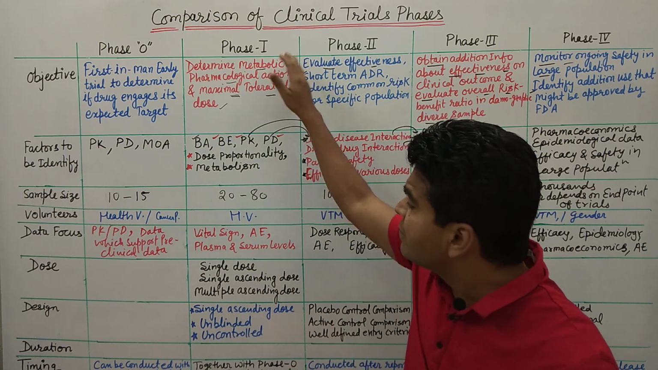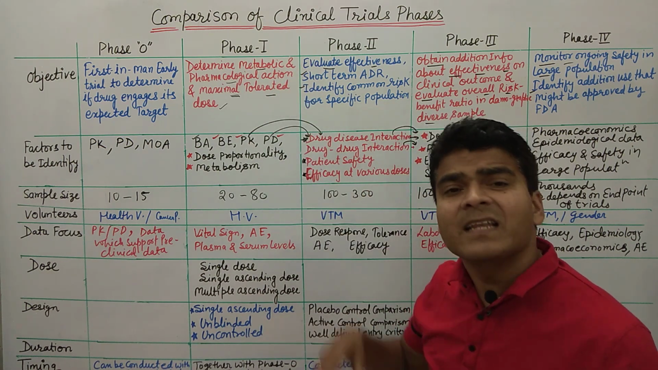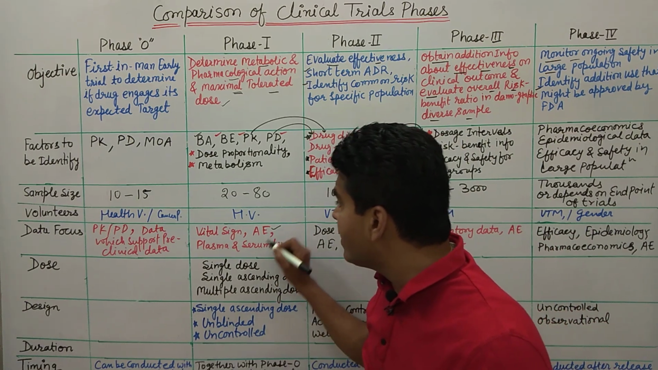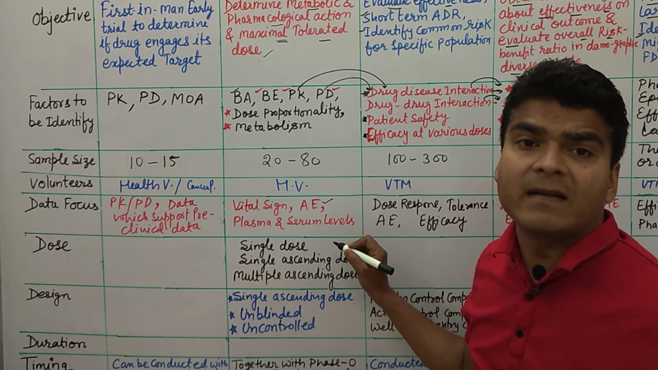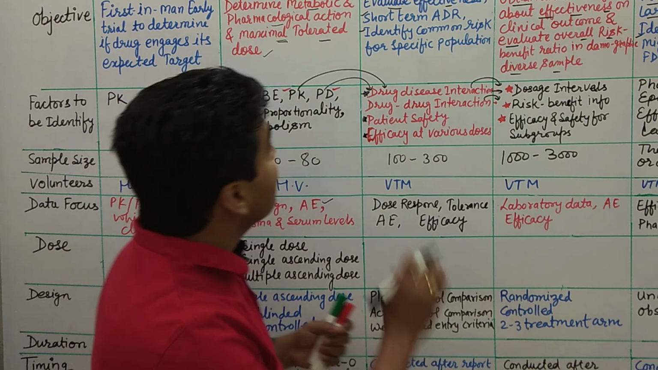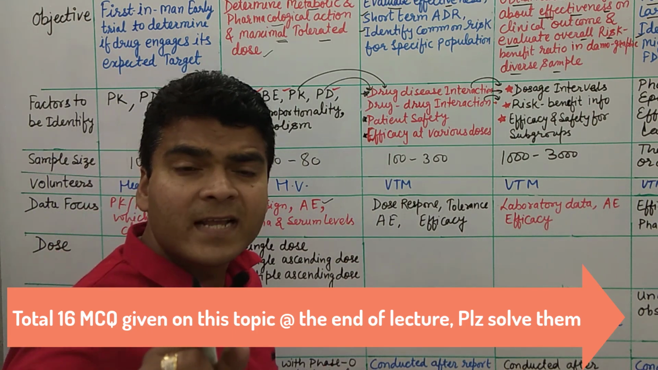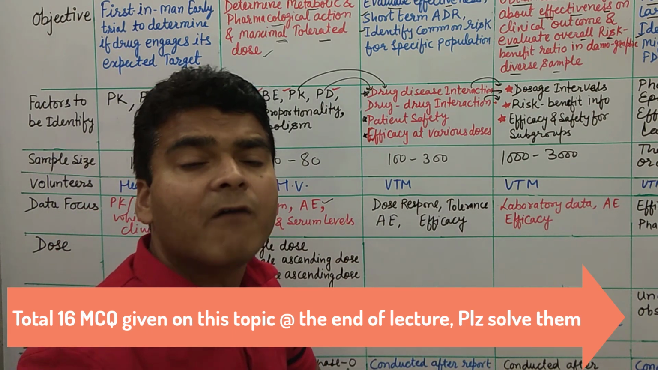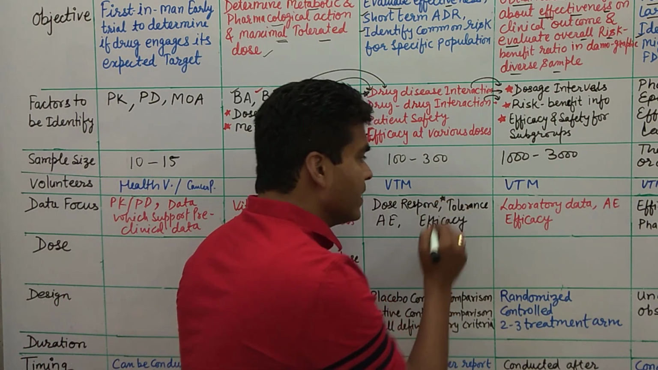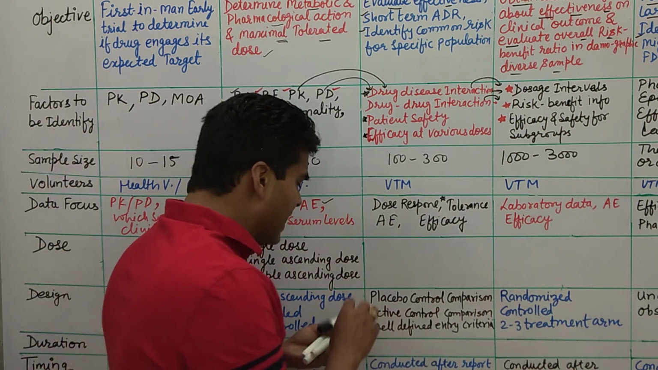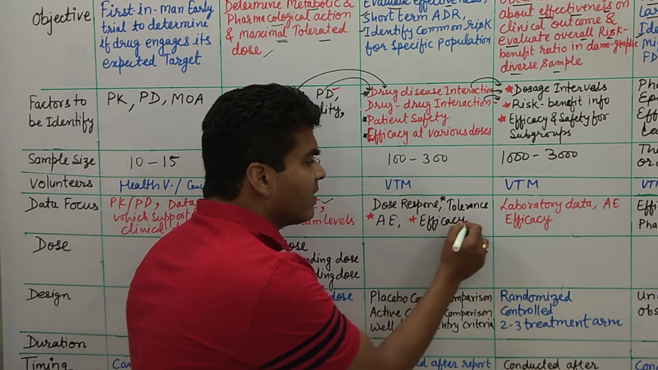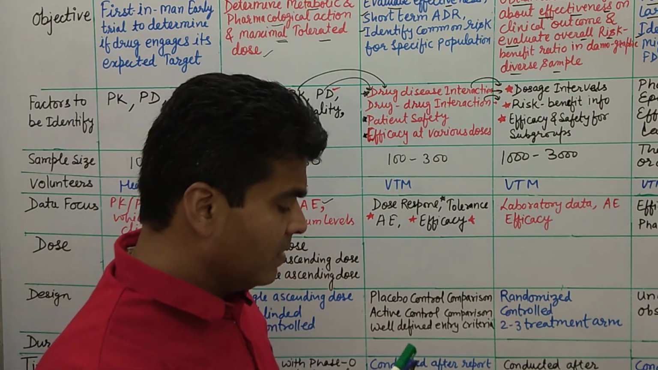Then phase 1 study: particularly vital signs in response to the drug, then adverse events we are looking for, and plasma and serum level of the drug in phase 1. Then in phase 2 we are looking at the dose response, what is the response of our drug, how it acts and how much response we are getting. Then tolerance, particularly tolerance of the drug or dose. Then adverse events, okay, and efficacy of the drug and its dose, clear.